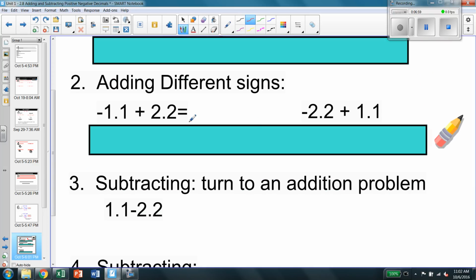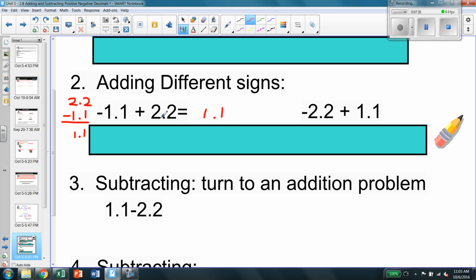Adding different signs, here's where it gets tricky. One's negative, one's positive. Can we add these numbers together? I realize that there's an addition sign here, but one's a negative number, one's a positive number. You cannot simply add those together. So you go on the side of your paper, and if you can't add them together, you must subtract the two numbers. We'll deal with whether the answer is going to be positive or negative at the end. So we get 1.1. Now you ask yourself, is it going to be a positive 1.1 or a negative 1.1?